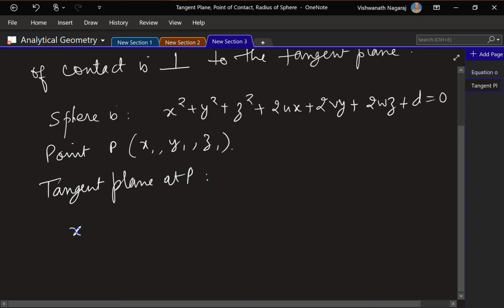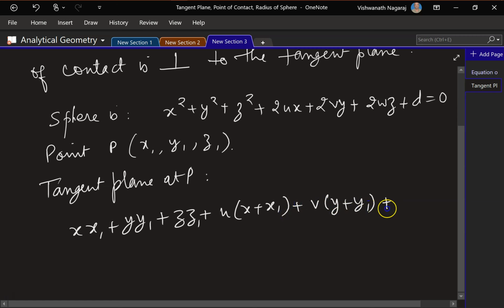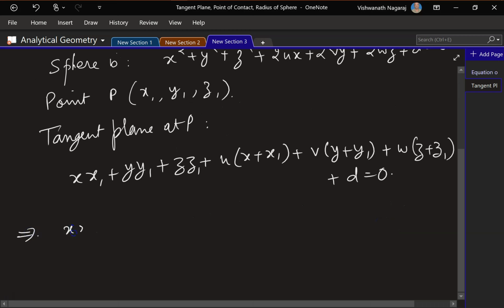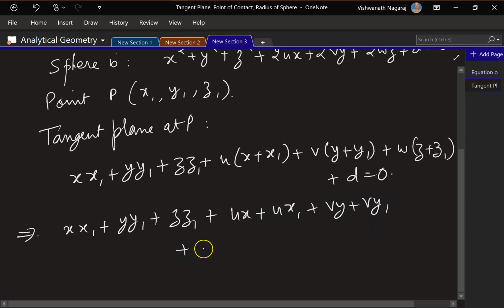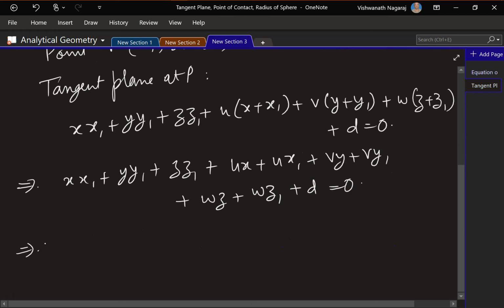is going to be xx1 plus yy1 plus zz1 plus u(x plus x1) plus v(y plus y1) plus w(z plus z1) plus d equal to 0. Let's open it up. xx1 plus yy1 plus zz1 plus ux plus ux1 plus vy plus vy1 plus wz plus wz1 plus d equal to 0. Now let's again do regrouping.